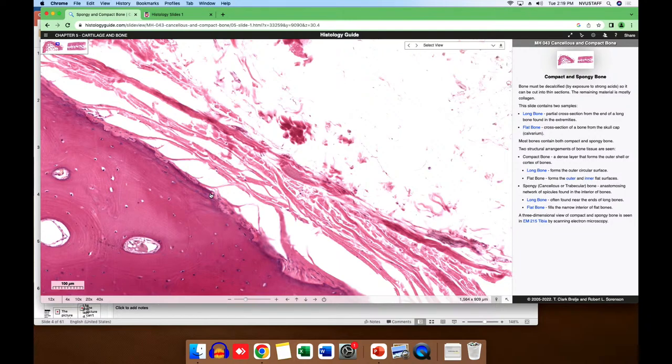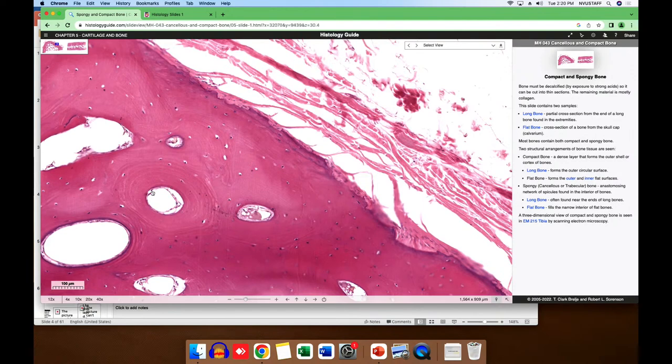So we have vertically oriented Haversian canals, and we also have horizontally arranged canals via which blood vessels from the periosteum are able to enter and invade the bone tissue. So these Haversian canals containing blood vessels are connected with the surrounding layers of bone tissue.